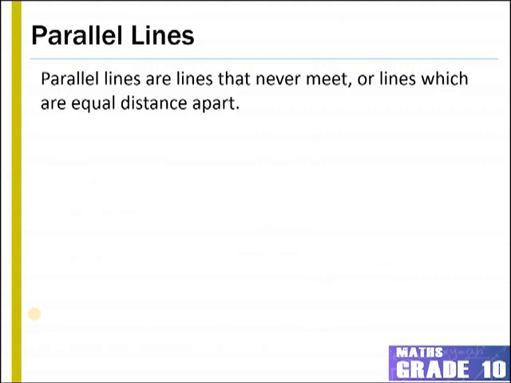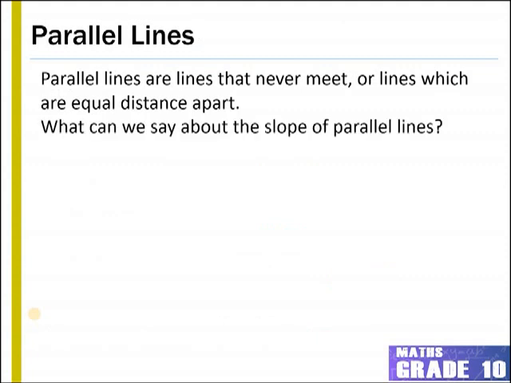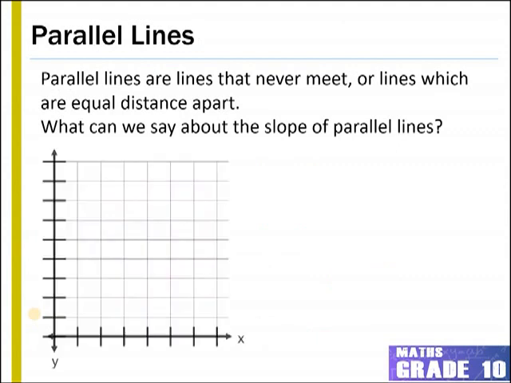Parallel lines are lines that never meet, or lines which are equal distance apart. What can we say about the slope of parallel lines? Here's a diagram. Here's one line with gradient m, and here's a parallel line with gradient n. The arrows here show that the two lines are parallel.